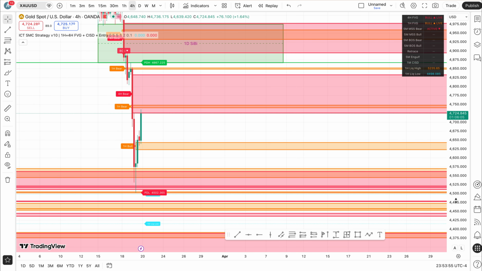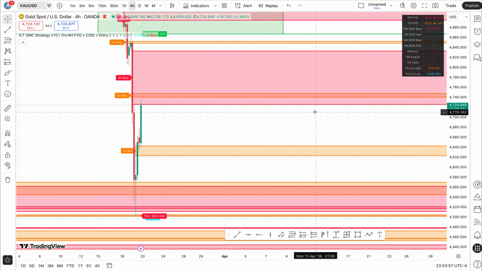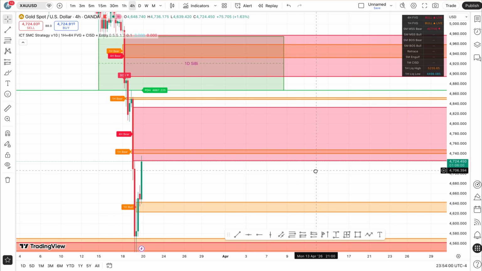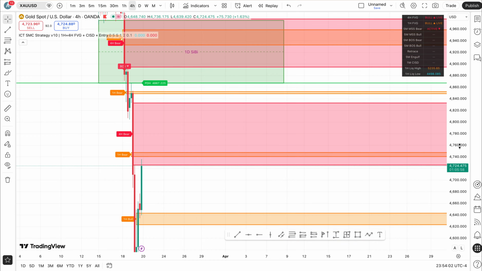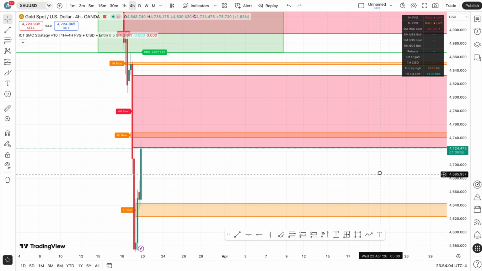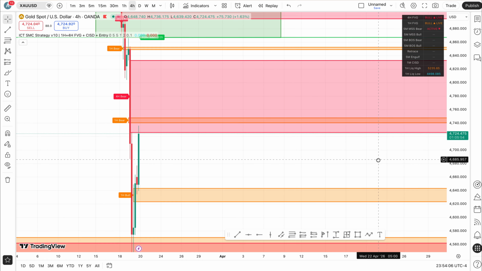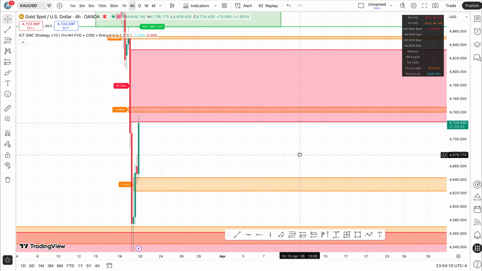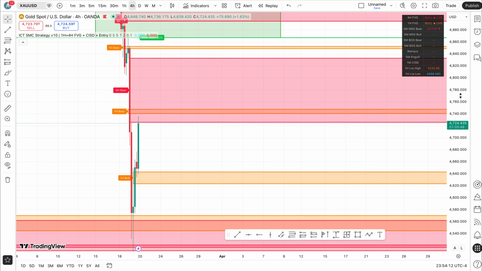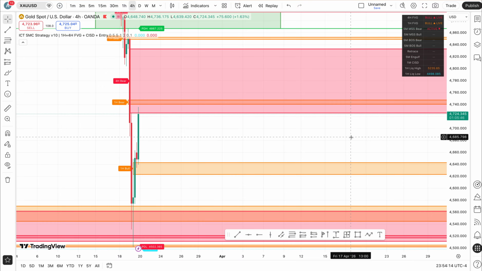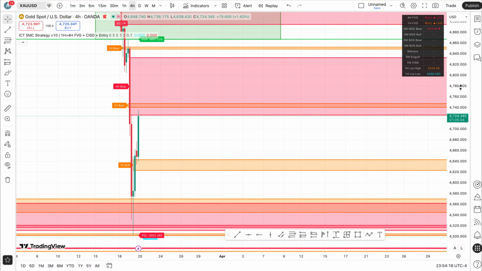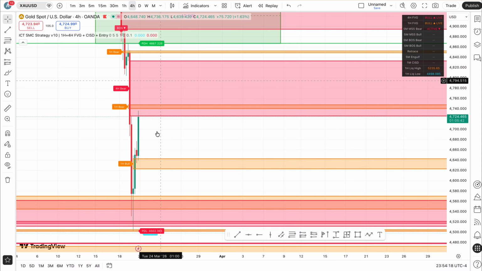I understand this could seem a bit overwhelming, all of the auto plot, but it is important for us to know where there are BISIs and SIBIs. But I will tune into our previous day's range so as to not overwhelm you. So you can see the PDH and PDL.